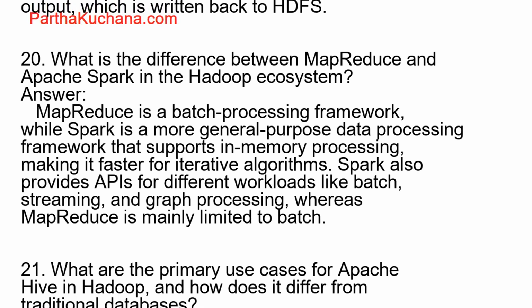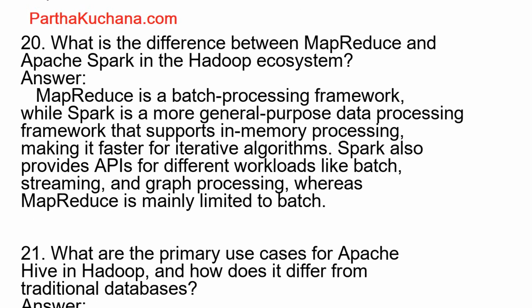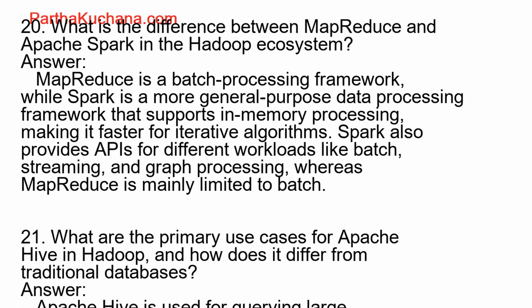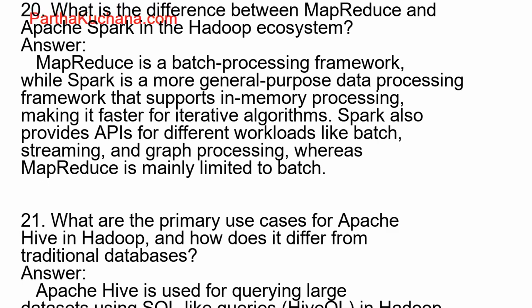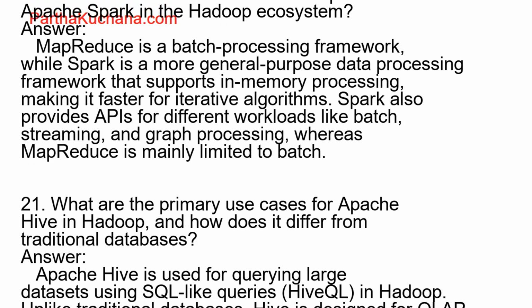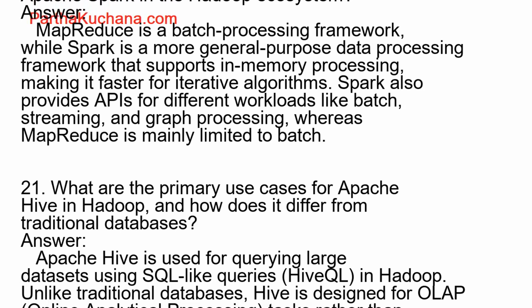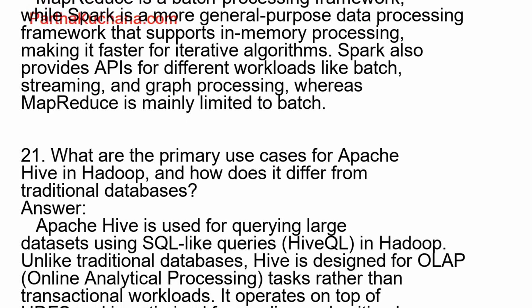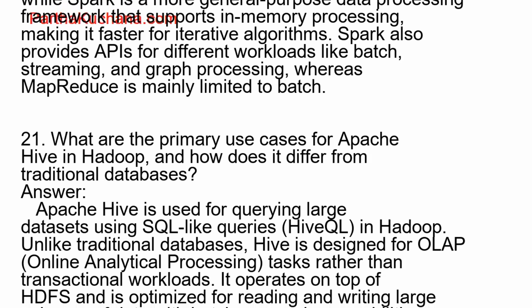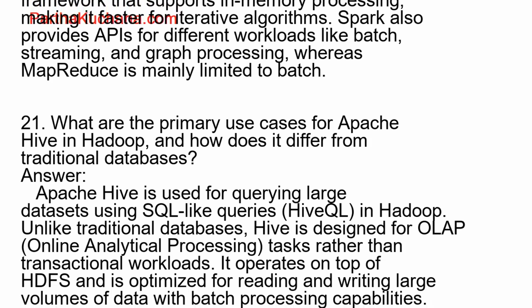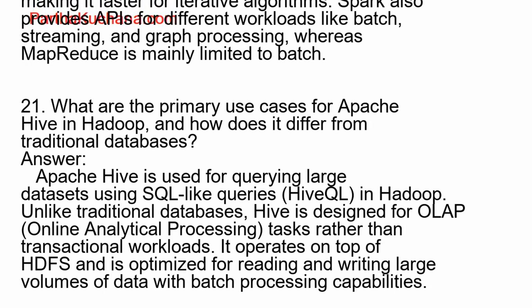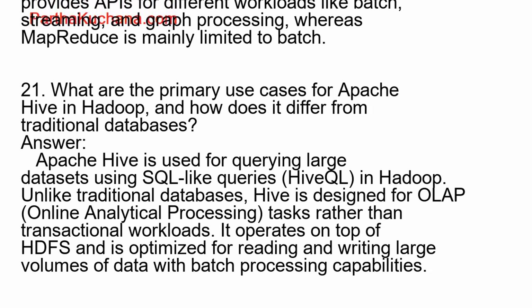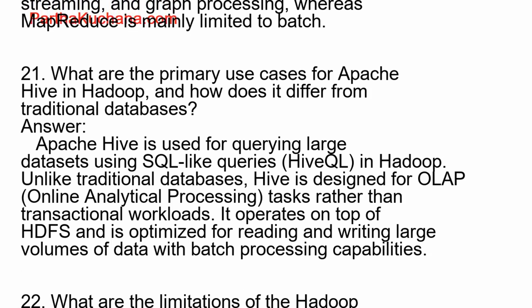22. What are the limitations of the Hadoop MapReduce model, and how can they be mitigated? Answer. Limitations include high latency due to disk I/O between map and reduce phases, poor support for iterative algorithms, and lack of support for real-time processing. These can be mitigated by using frameworks like Apache Spark for in-memory processing, Tez for DAG-based workflows, or Flink for real-time streaming. 23. How does Apache HBase integrate with Hadoop, and what are its primary use cases?